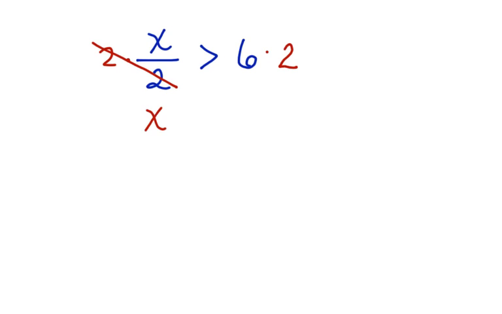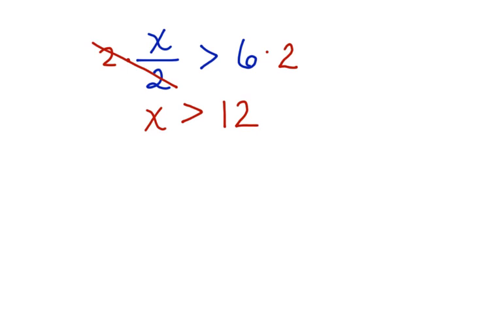What about one with division? Let's take a look. X divided by 2 is greater than 6. Here is an example of an inequality that has division in it. We're going to solve for x by using the inverse of division, multiplication. We multiply both sides by 2. These cancel. Bring down the x. X is greater than 12.